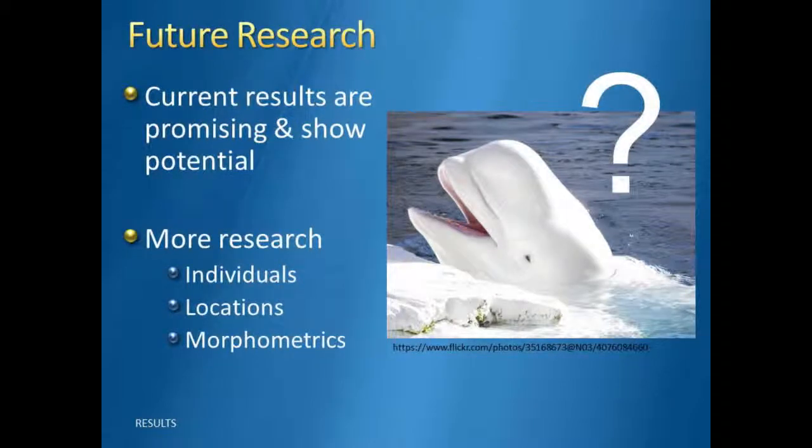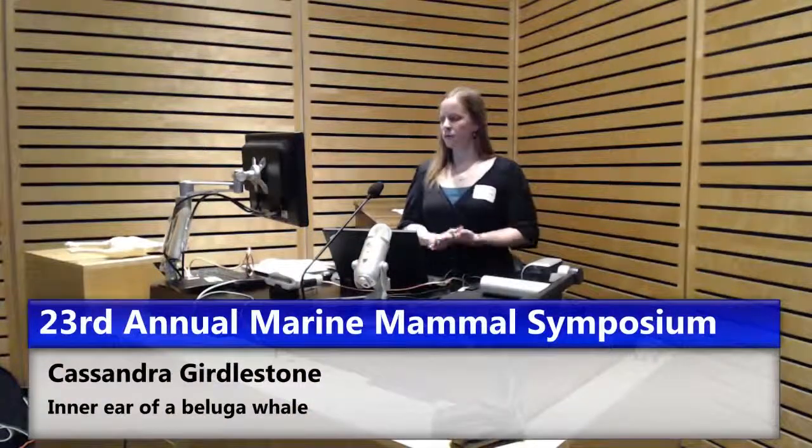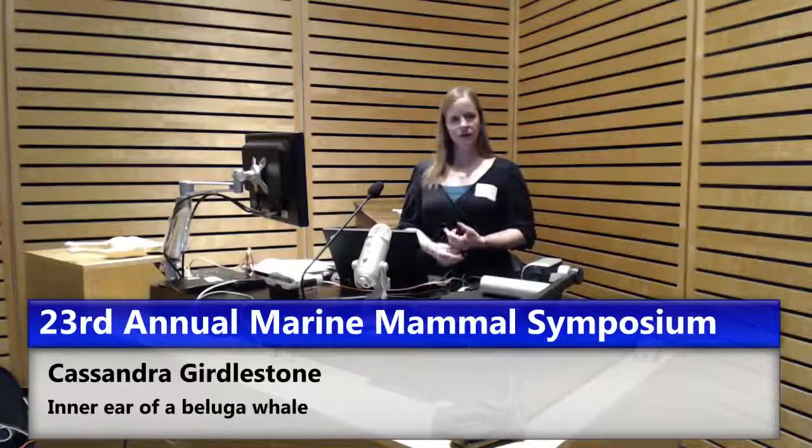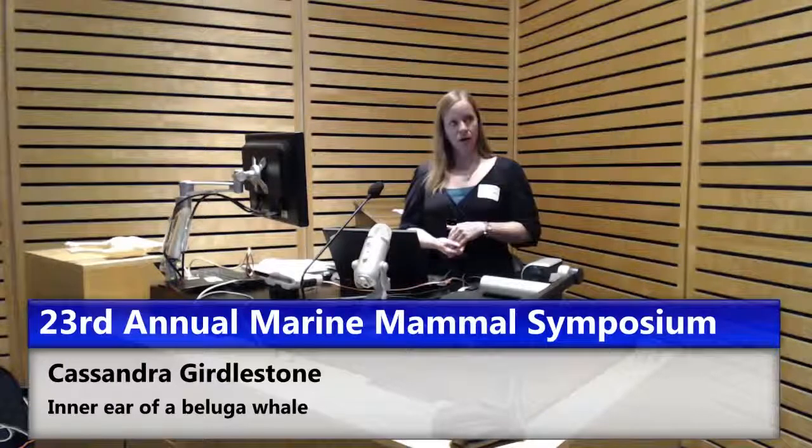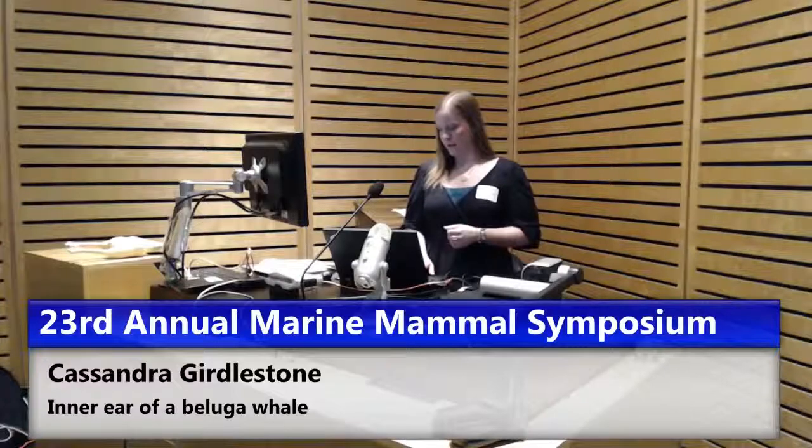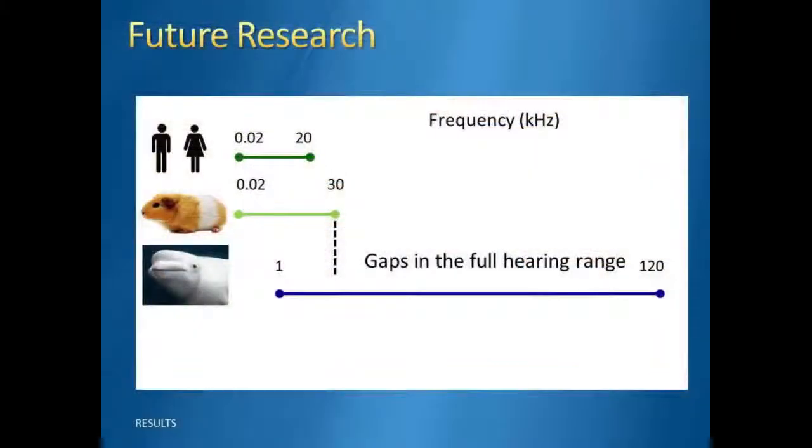So we feel that the current results are promising and preliminary, but show some potential. We want to do more research on numerous individuals, additional locations within the cochlea, as well as additional morphometrics. So just to move forward, where are we going to go from here as far as figuring out those gaps that I talked about? This is just showing you the frequency range for humans and then guinea pigs, which is a little more than ours. And then you can see the area of overlap between the guinea pig and the beluga. And then the full range of beluga hearing extends quite a bit further.